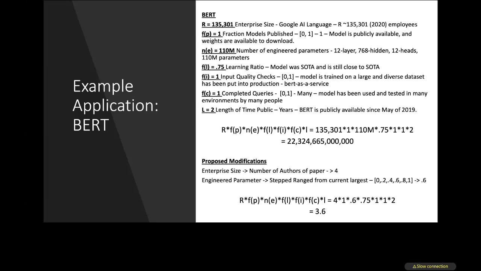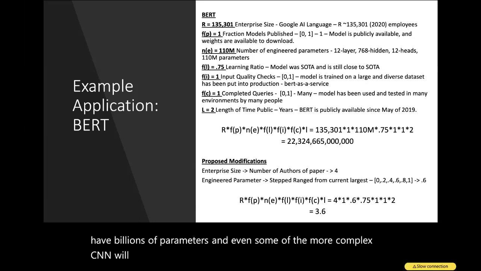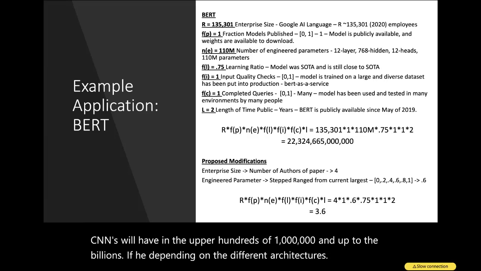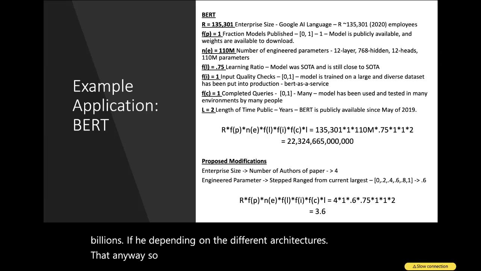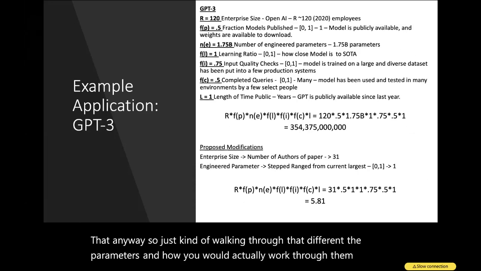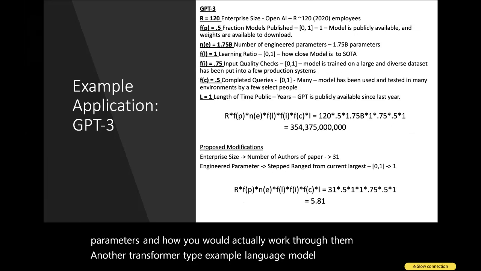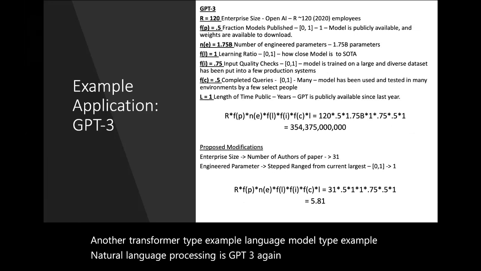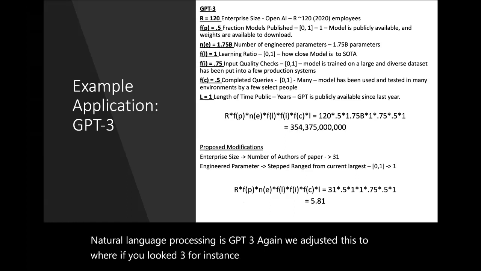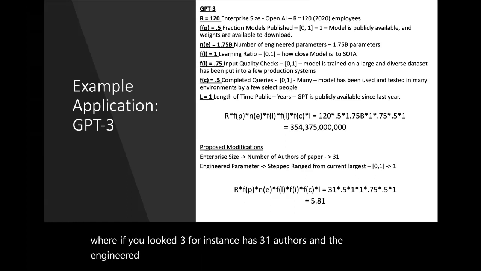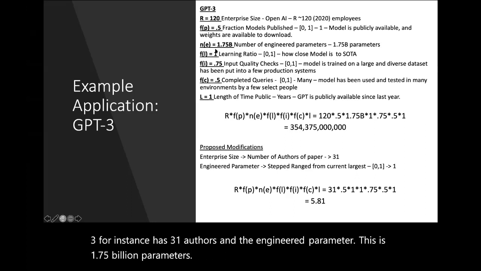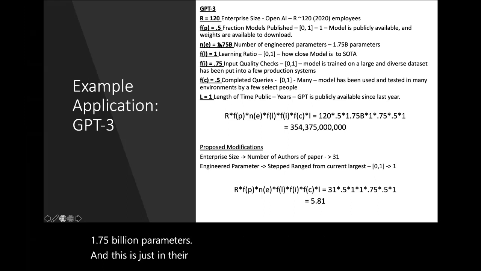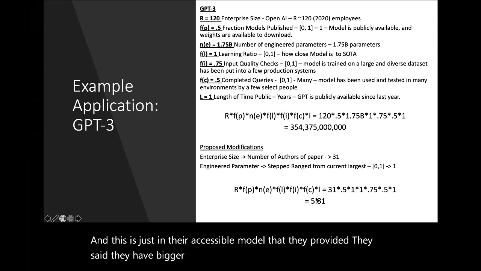It sounds big if you're not in the field, but the newest transformers have billions of parameters, and even some of the more complex CNNs will have in the upper hundreds of millions and up to the billions depending on the different architectures. So anyway, just kind of walking through the parameters and how you would actually work through them. Another transformer type example, a language model type example, natural language processing, is GPT-3. Again, we adjusted this to where, if you look, GPT-3, for instance, has 31 authors. And the engineered parameter, this is 1.75 billion parameters. And this is just in their accessible model that they provided. They said they have bigger ones. And there's actually a few bigger transformers out there. But again, you can see we're at a higher risk value here.